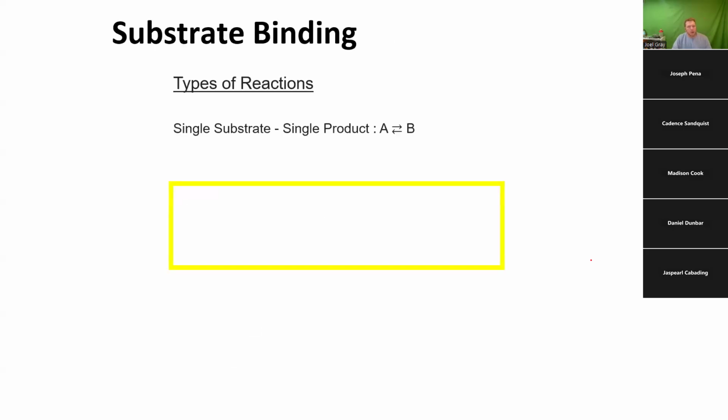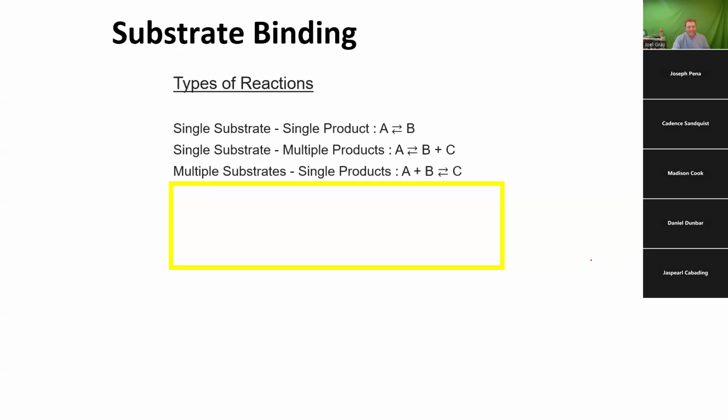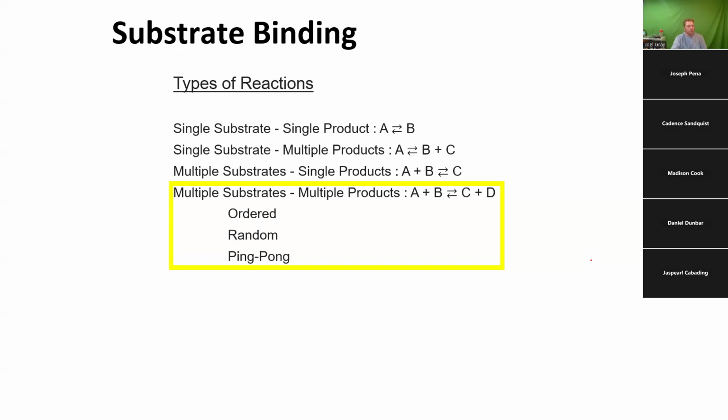Now, when it comes to substrate binding, this is important to know because there's a number of different ways in which enzymes can catalyze a reaction. An enzyme can have a single substrate, and that single substrate can be converted to a single product. Here we've got A goes to B. An enzyme could also have multiple substrates, or it could have a single substrate and multiple products. It could have multiple substrates and a single product, or it could have multiple substrates and multiple products. Now, I highlight this one because this is where we're going to spend a little bit of time.